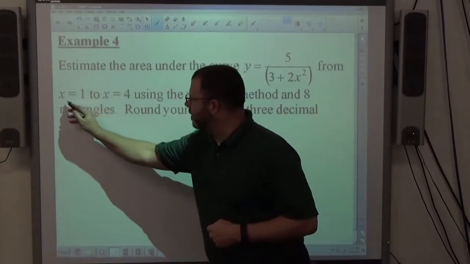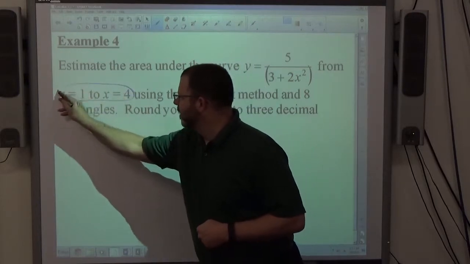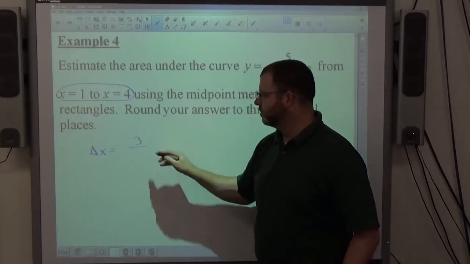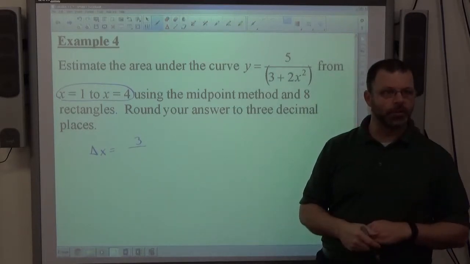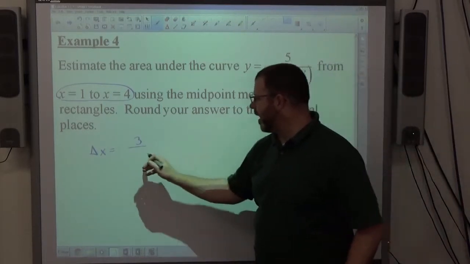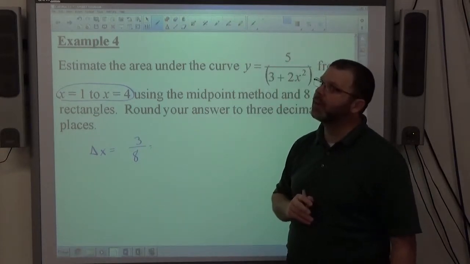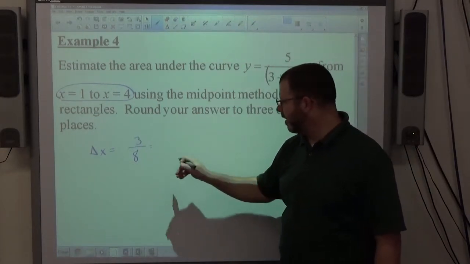Delta x is the length of the interval, which is 3, starting at 1 and going to 4, so that's 3 spaces. Divide that by 8, and that gives us an interval length, or a delta x value, of 3/8, which is 0.375.